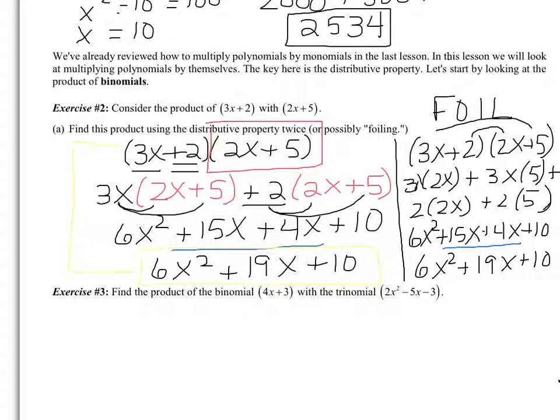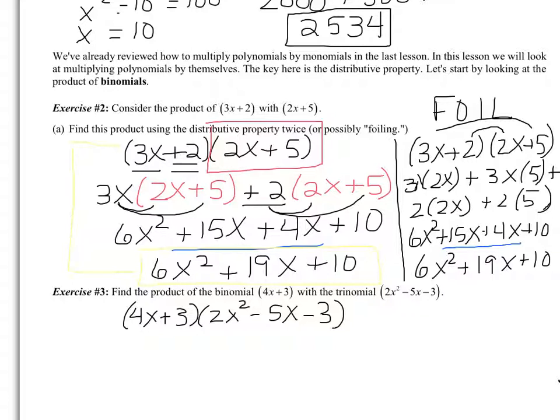Sometimes FOIL is a little quicker to do once you feel comfortable with the process. There's another reason, though, that we use double distributive property. If we look at exercise 3, we will see that we are now multiplying a binomial times a trinomial. If we were to try to do FOIL, the F, the O, the I, the L don't quite fit. So we're going to work with double distributive. Again, we have our 4x plus 3 binomial times trinomial, which is 2x squared minus 5x minus 3.